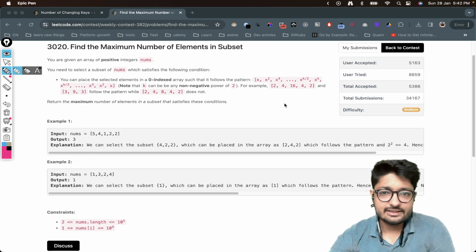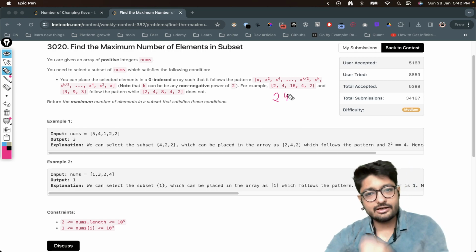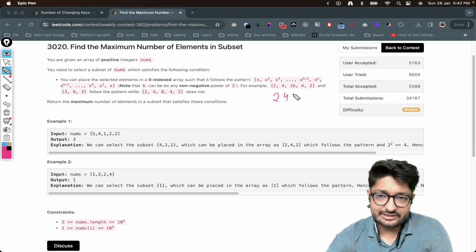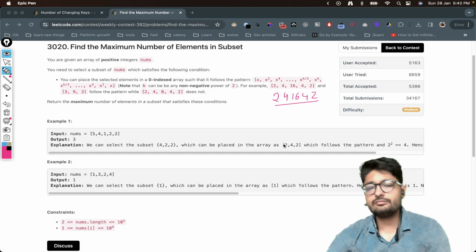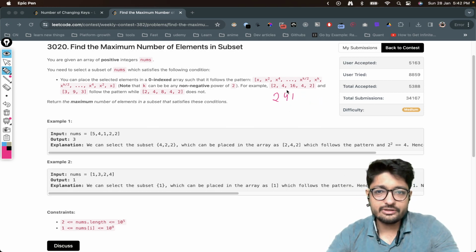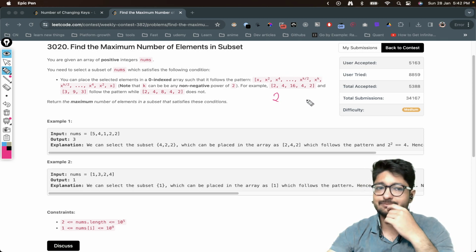So as you can see, this is a base 2 pattern: 2, 4, then 16. So it is 2 to the power 4 and so on, and then backtrack to, let's say, 4 and 2. So what you can say is that we have to take this pattern into account. A common base should be there, and then all of them should be like 2, 4, and so on till a pattern which matches out.